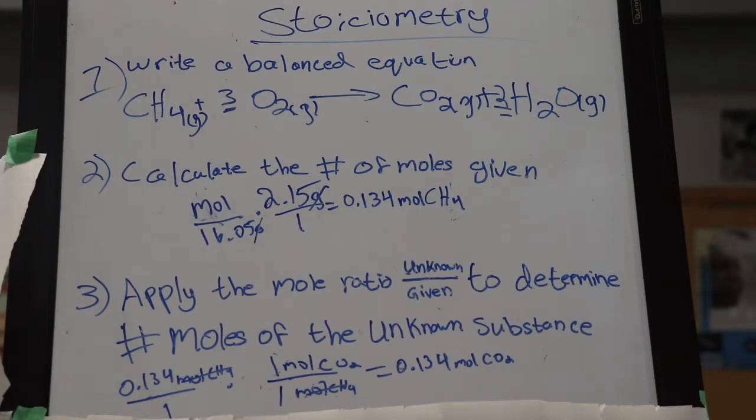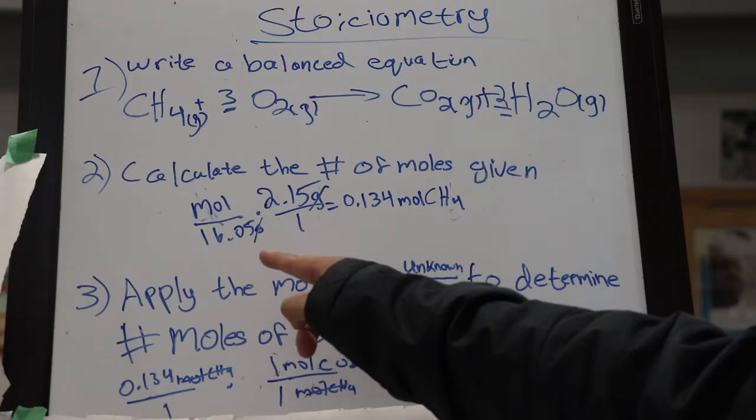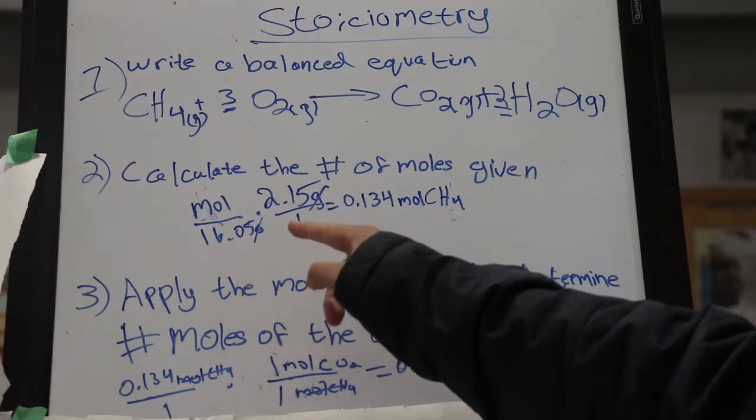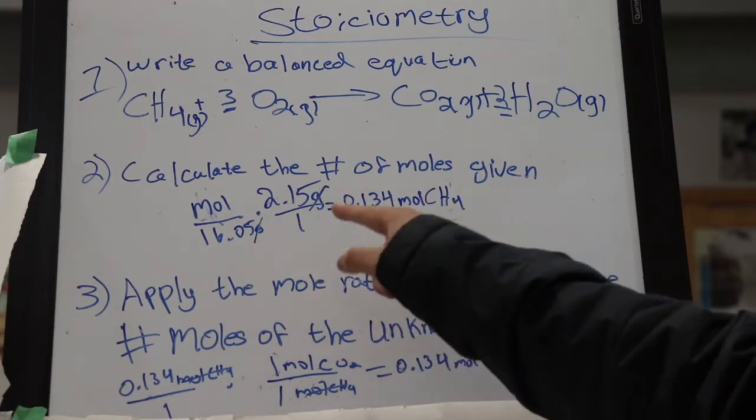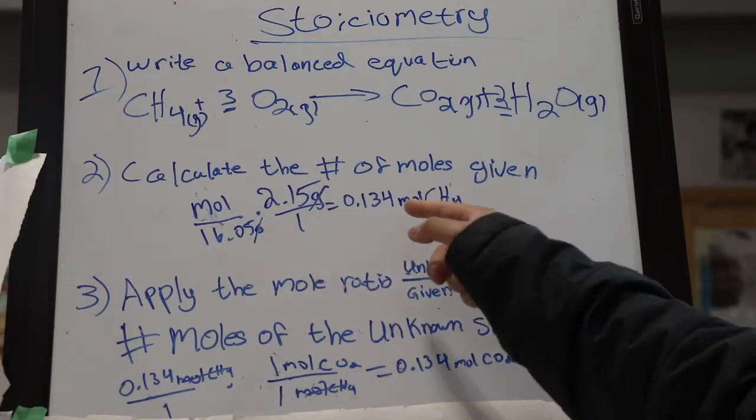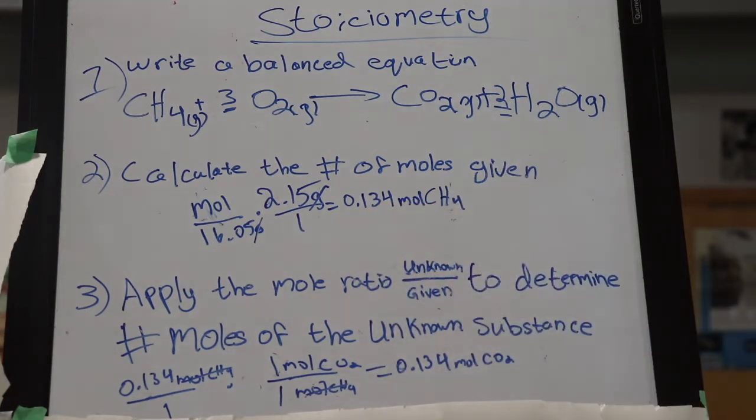How do you convert that to moles, Shreyas? You find the molar mass of methane. There you go, you heard the man. As you see, we put molar mass on the bottom because we want to find the moles. So you put 16.05 grams of methane on the bottom, multiplied by 2.15 grams of methane, which equals 0.134 moles of methane.